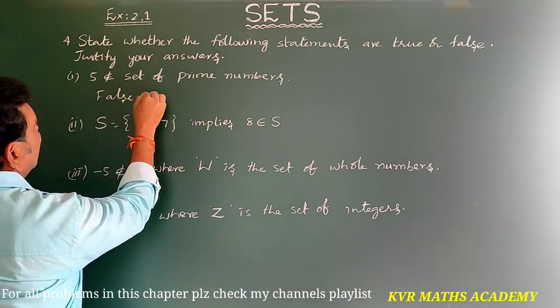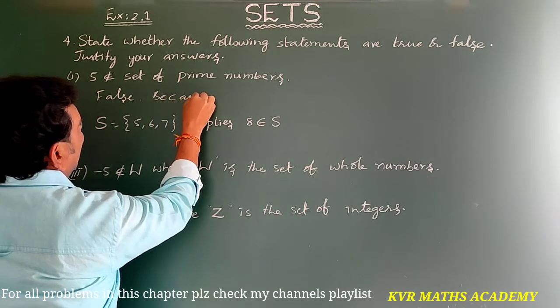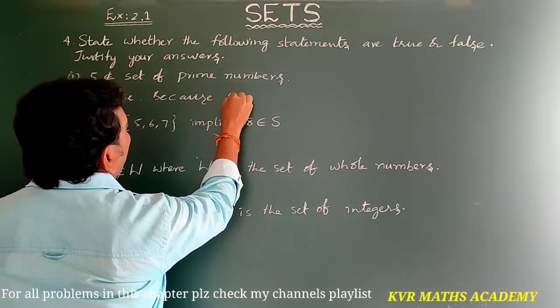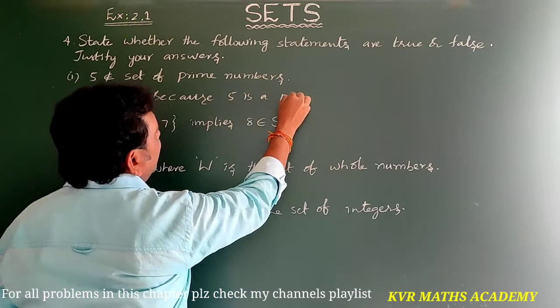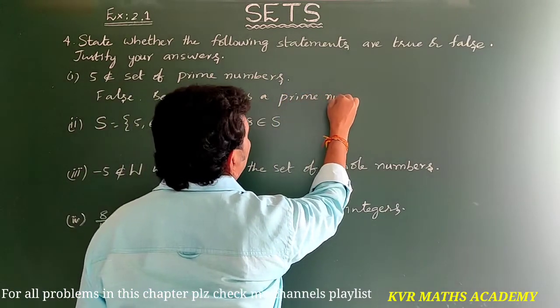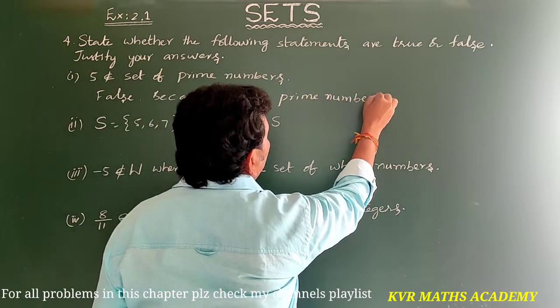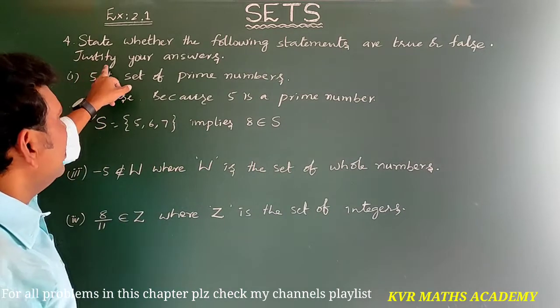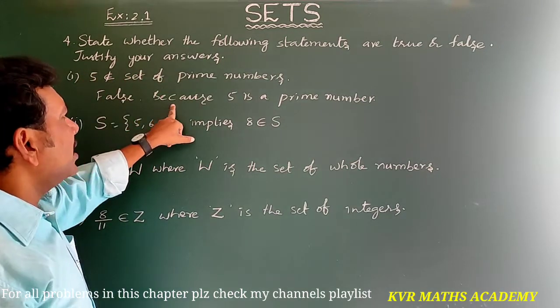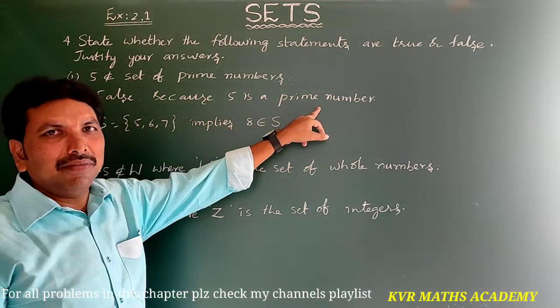False. Because 5 is a prime number. Clearly it is given, justify your answer, no? That's why I have written because 5 is a prime number.